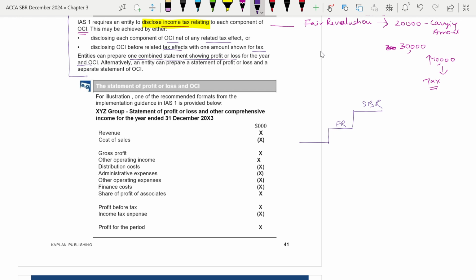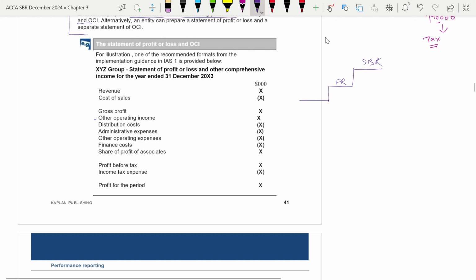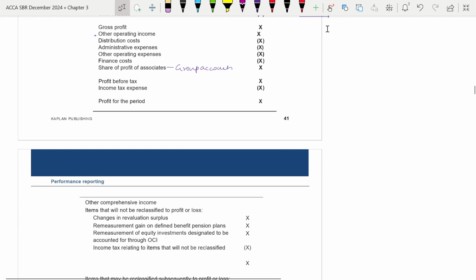Now, see the thing. What is the format? You have other operating income, okay? Other operating income. Distribution, administration costs. Other operating expenses. Fine. Finance costs. Share of profits of associates. We'll do this when we are doing the group accounts, okay? Profit before tax, income tax expenses, profit for the year. Okay, next. Once we have profit for the year, we'll show the rest separately.